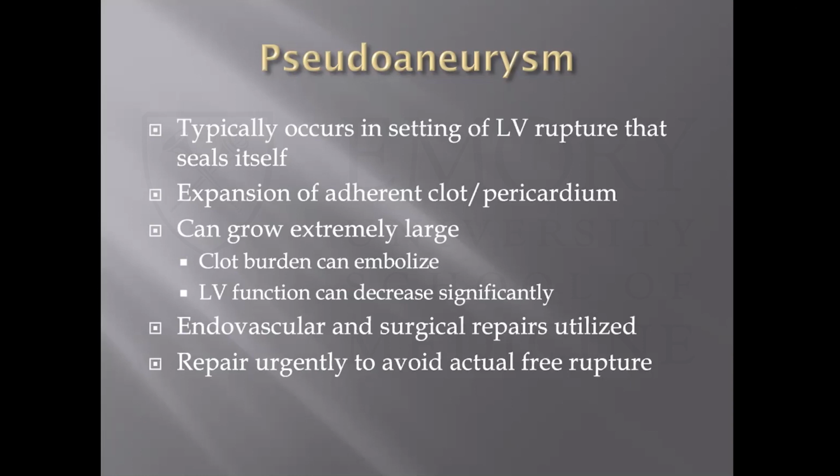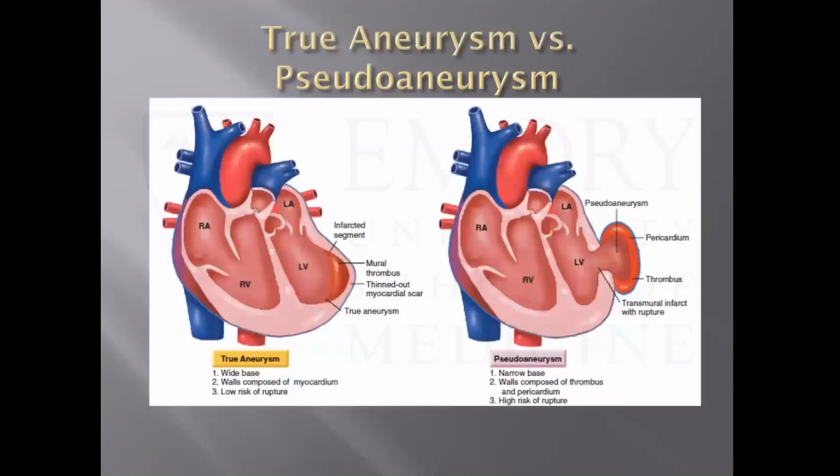These can grow to become huge. You can get a big clot burden. These can embolize. LV function can be significantly impaired from this. And this has been an area where some nifty surgical or transcatheter devices have been able to close these, but you want to get these patients in quickly so you don't actually get a full free wall rupture and full tamponade.